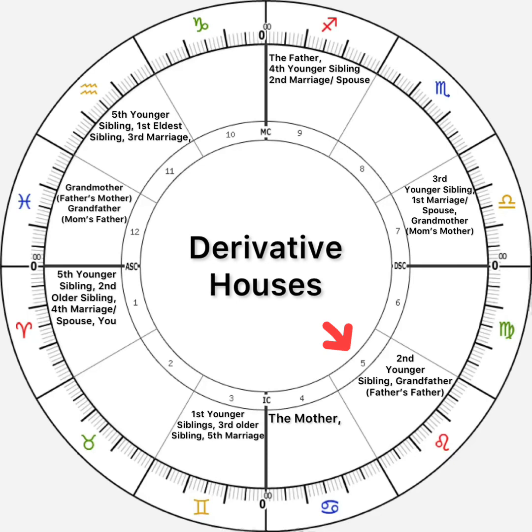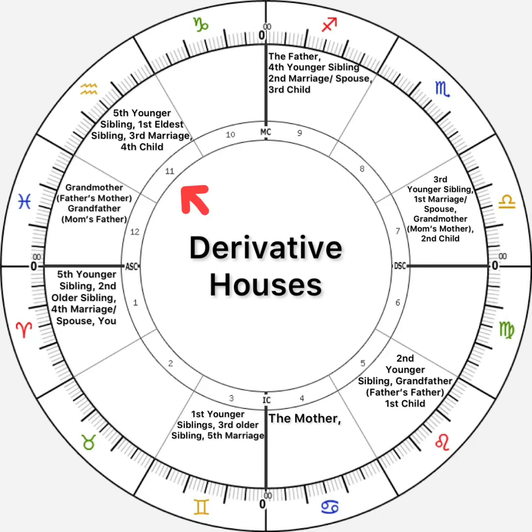Let's talk about your children. First child is seen by the 5th house, right? If you have children, they're going to be seen by that 5th house. 7th house, second child. And then we continue to follow the order. The next house after this one, after 8, would be 3rd child if you have one. 4th child, which is house 11. Right? And if you have a 5th child, it'll be seen from house 1.